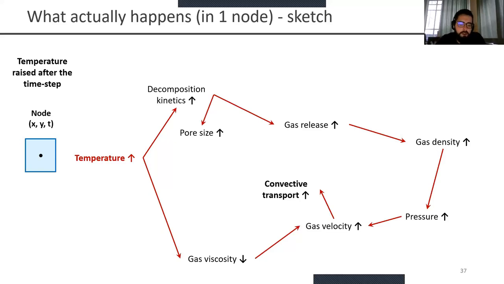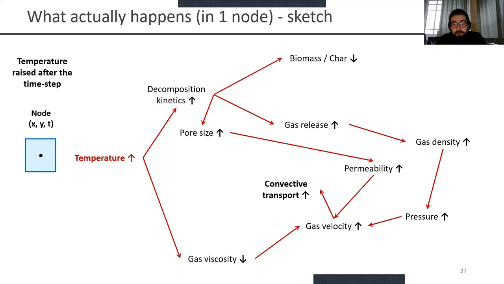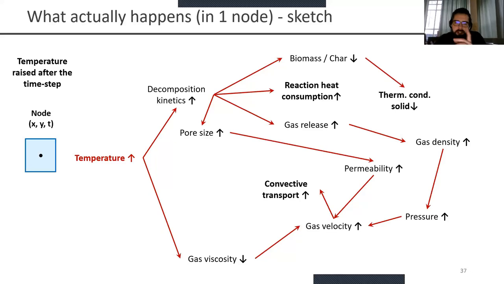The decomposition, as we saw in the movie, changes the pore size, and that changes gas permeability of the structure, and that has a dependence on the gas velocity. The decomposition kinetics changes the ratio between biomass and char, so the biomass to char ratio decreases. That reduces the thermal conductivity of the solid, and as well increases the reaction heat consumption because of the decomposition. So usually the heat is consumed in the process. Temperature and the larger pore size increase the radiative conductivity inside of the particle, and increase of the temperature increases the heat capacity.